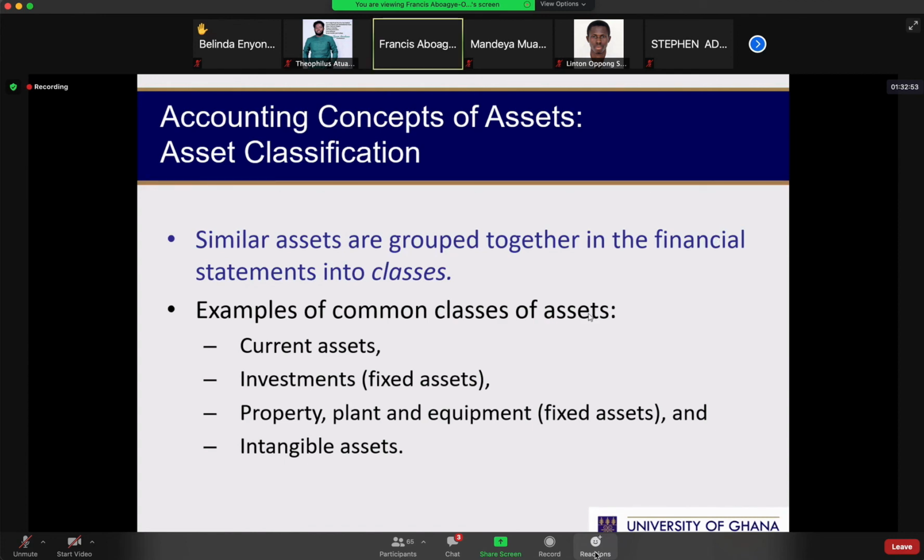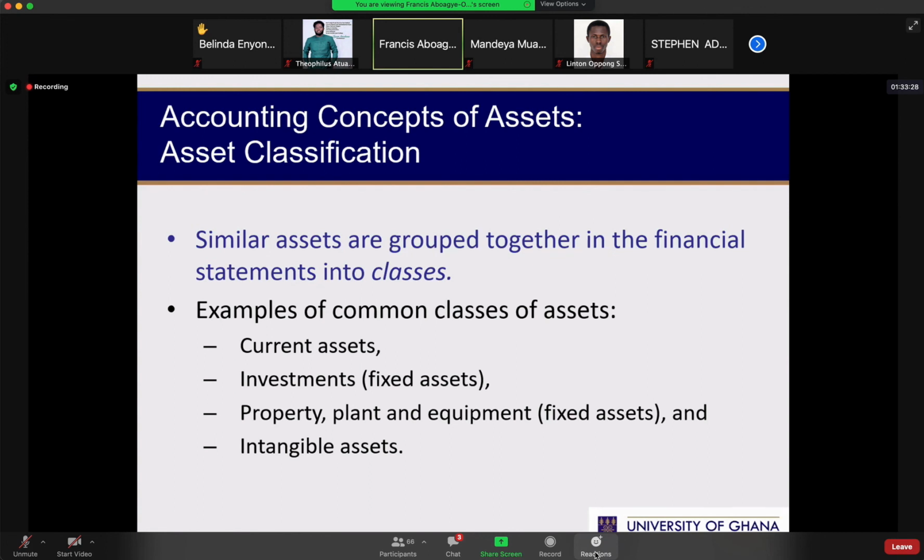So some companies may group assets or classify assets based on location. So if they have assets at Kumasi, they can put all of them together as Kumasi assets. Assets may also be classified based on function. So sometimes, if assets perform similar functions, they may be put together. But for purpose of financial reporting, assets may be classified into 2 main: 1, current assets, and 2, non-current assets.